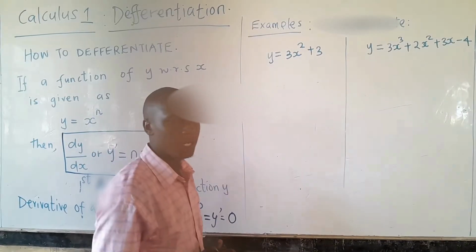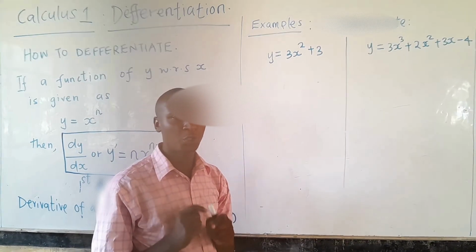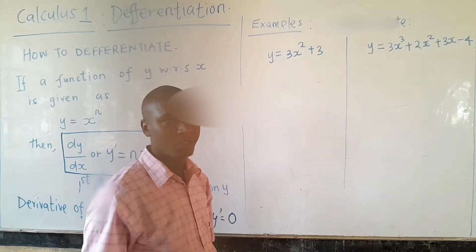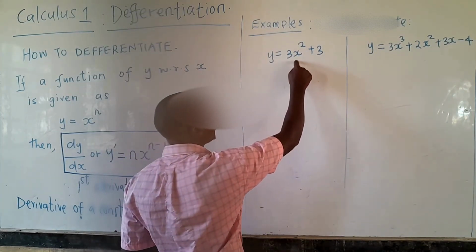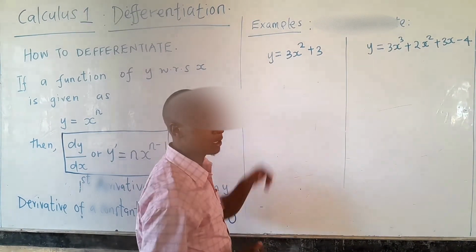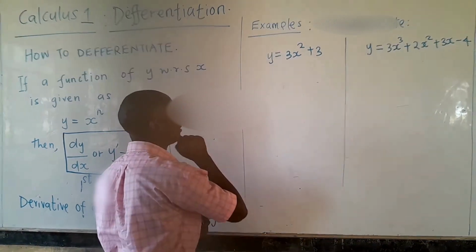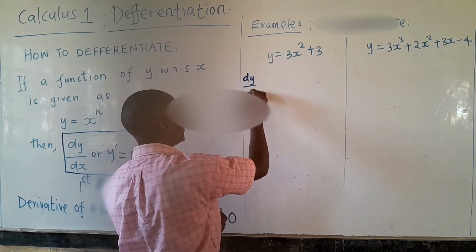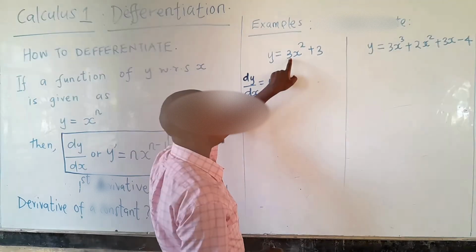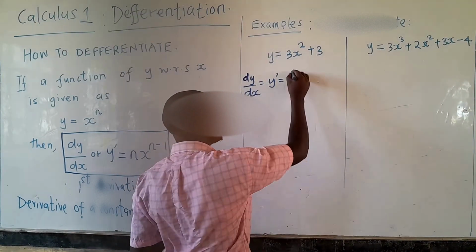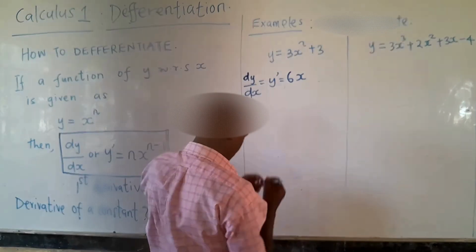Now, for us to understand better, let us look at the following 2 examples. And of course, in our preceding videos, we are going to do so many examples of this, and therefore follow our videos for more. Now, in the first example, we have a function y equals 3x squared plus 3. That is a function of y with respect to x. And now we are supposed to differentiate this function. So how do we go about it? Well, we can write this as dy dx or y prime. Now we are going to take the power multiplied by the coefficient of x.